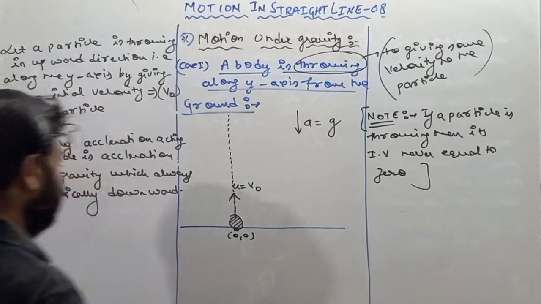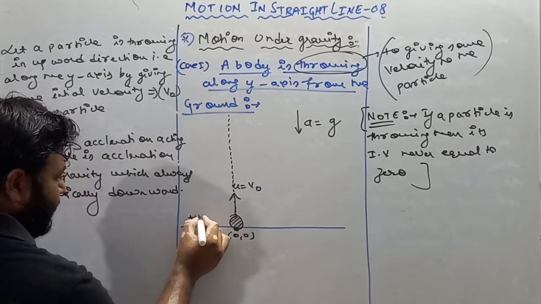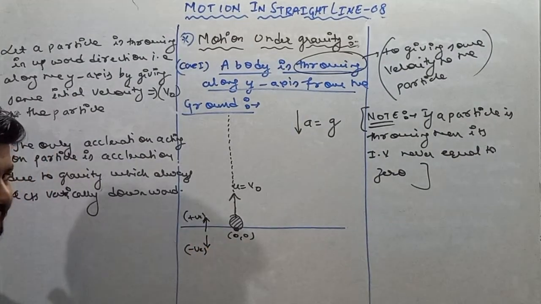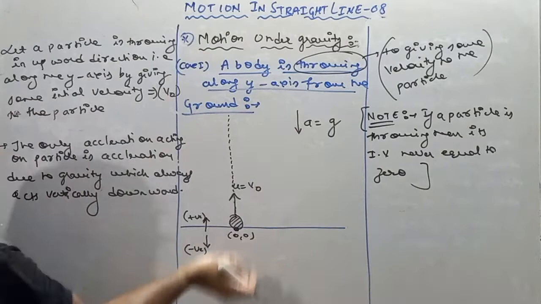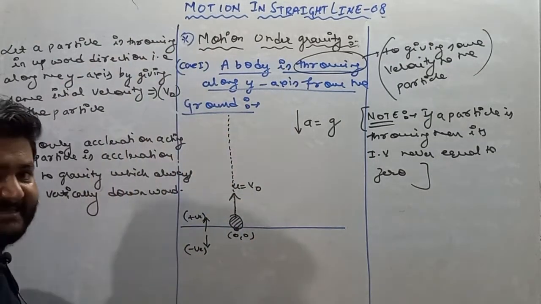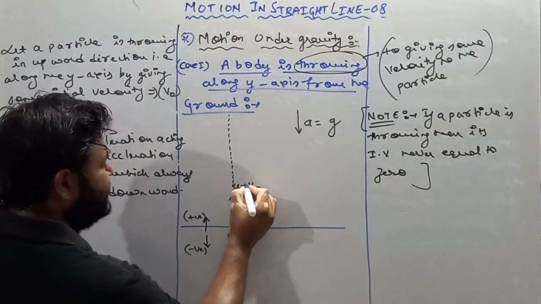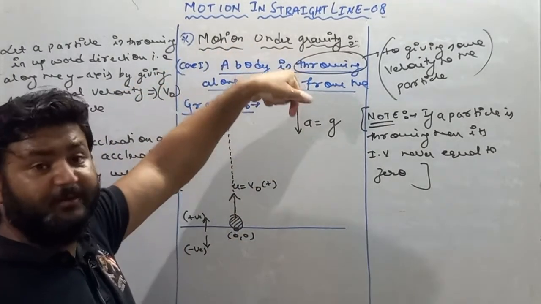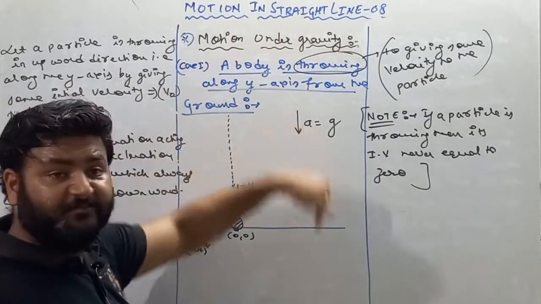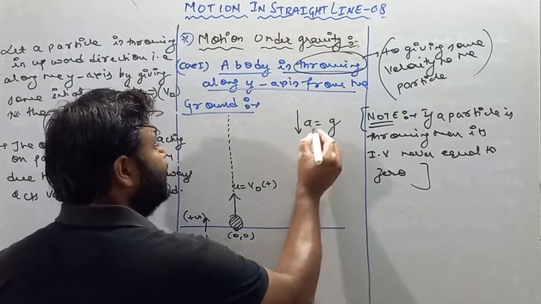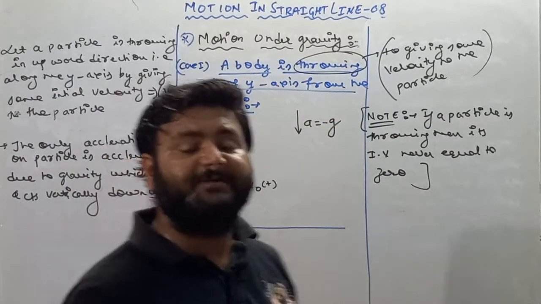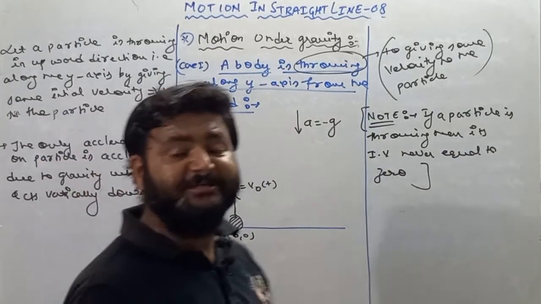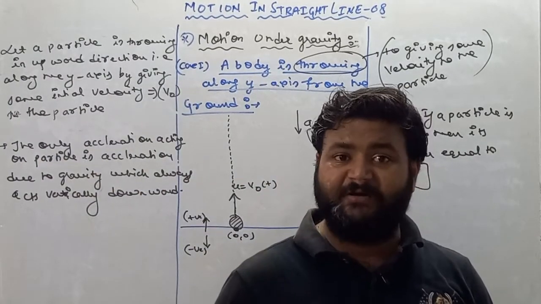Now see my dear student, above origin all the values are positive, and we know that below origin all the values are negative. So this initial velocity is in positive direction. That's why I'll take initial velocity to be positive, and the acceleration, which is only acceleration due to gravity, is in downward direction. That's why along with g I'll put a negative sign. This negative sign implies that the direction of acceleration due to gravity is vertically downward.